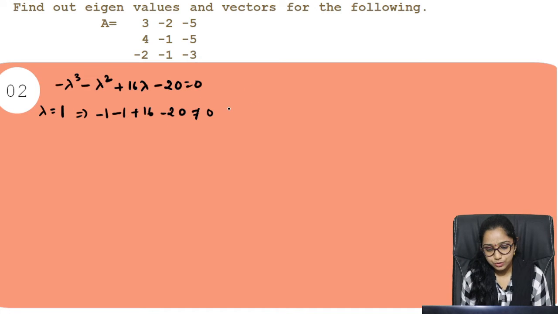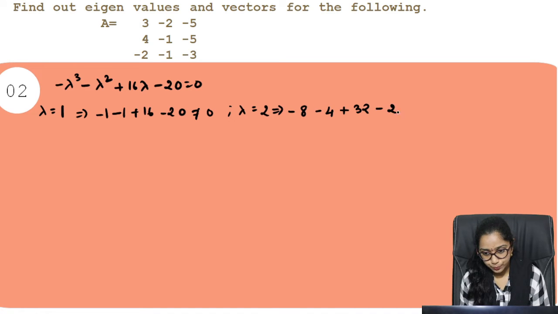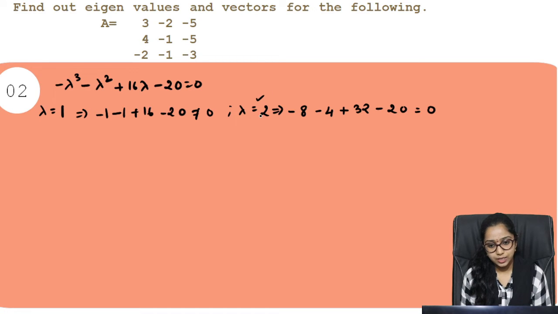Let us try λ = 2. Then 2 cubed is 8, minus 4, plus 32, minus 20. As you can see, the minus gives −32 and plus 32, which equals 0. So here we can understand that λ = 2 is a root of this characteristic equation. Then (λ − 2) is a factor, and there will be one more equation.